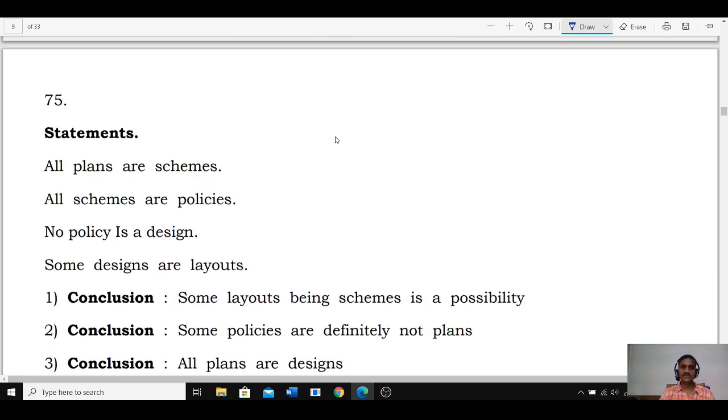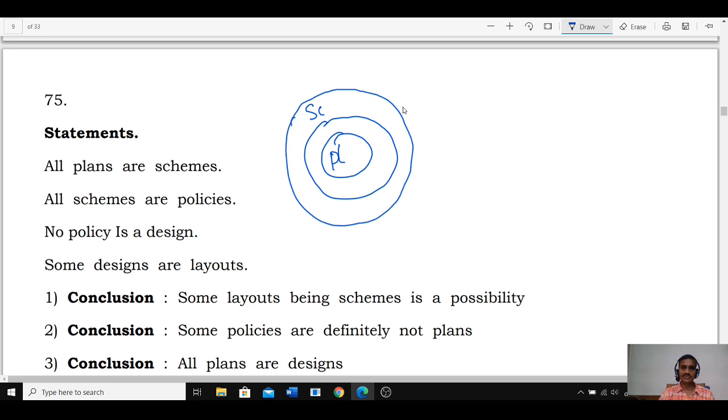Then all plans are schemes. These are the plans which are schemes. All plans are schemes, and all schemes are policies. Schemes and ఏమైపోయి చెప్పండి? Policies. And no policy is a design, no intersection between a policy and a design, and some other designs are layouts. Some designs are layout. Then first one, some layouts or schemes is a possibility.